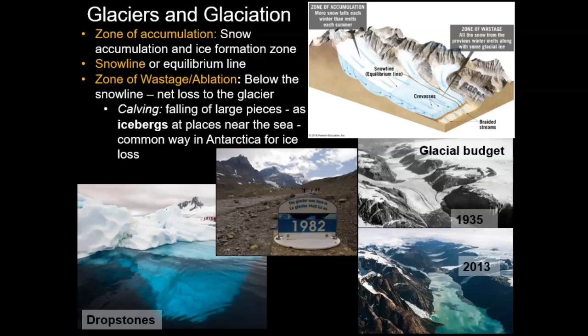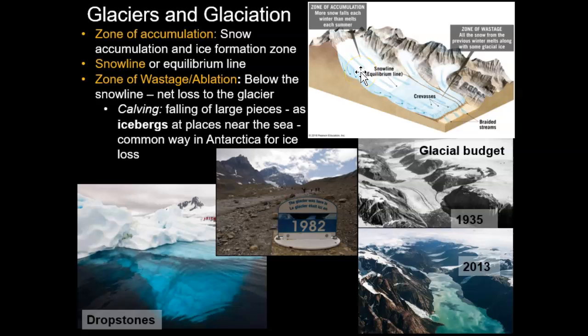So now we're going to look a little bit more at the different zones of glaciers. Glaciers are constantly gaining and losing ice. Snow accumulation and ice formation occur in the part of the glacier called the zone of accumulation, which is this zone up here. This zone adds thickness to a glacier and promotes its overall movement.